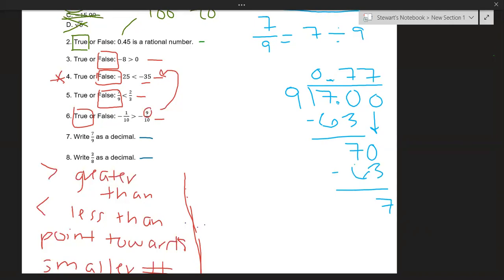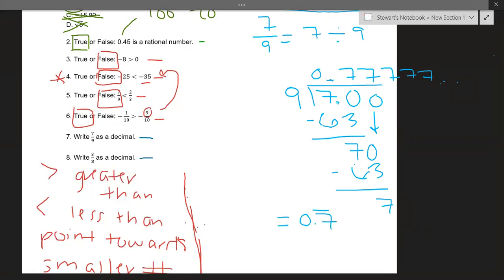And hopefully now you can start to see a pattern. Every single time that you do this, you're going to have to add another 0, bring it down, and consider 9 going into 70. So you're going to end up with a bunch of 7s that go on forever. A way to express this would be to say that this equals 0.7 with a bar on top, which means repeating. That just means the 7 will repeat itself forever.